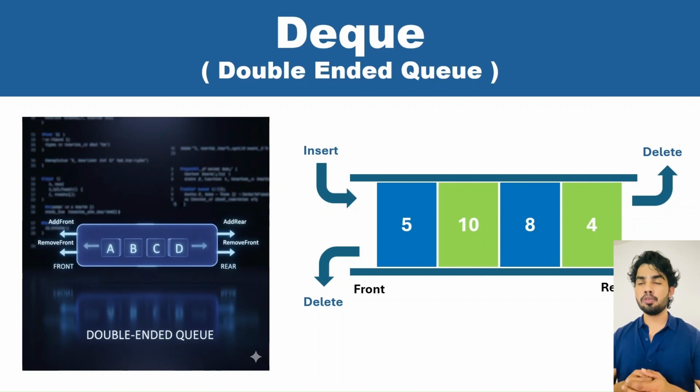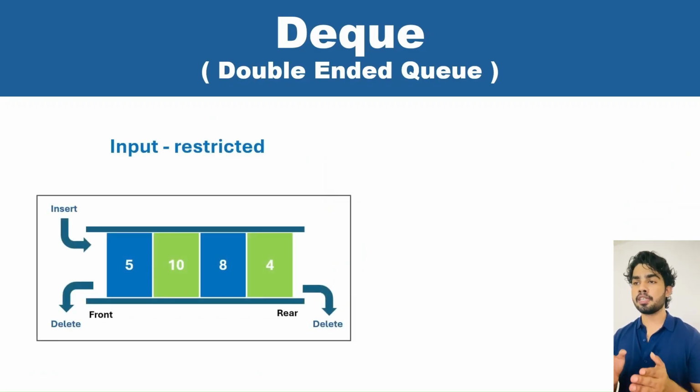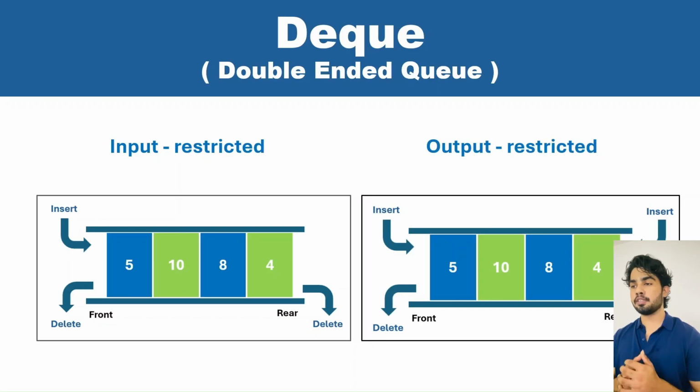Next, we'll talk about the types of deque. There are 2 types of deque. The first type is the input restricted deque. In this deque, we can do deletion from both ends, but insertion can be done from only one end. The next type is the output restricted deque. In this deque, we can do insertion from both ends, but deletion can be done from only one end.